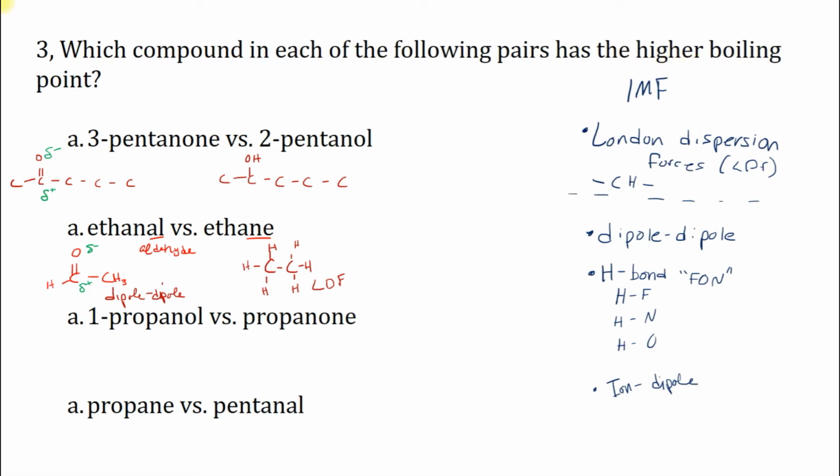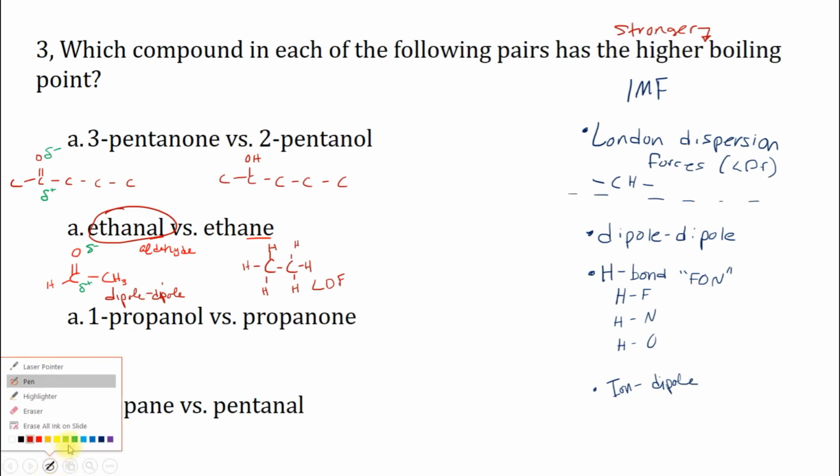We are looking for the stronger force, right? Because stronger force means higher boiling point. So the stronger force is the dipole. So we're going to choose ethanal. Okay.